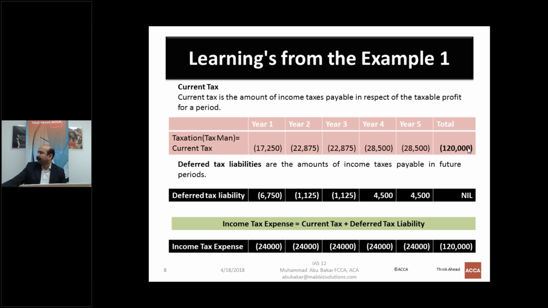Okay, the figure should be in front of you. For year 1, the entry will be: debit income tax expense of 24,000; credit current tax payable 17,250; and then credit deferred taxation. I hope you can see it clearly.